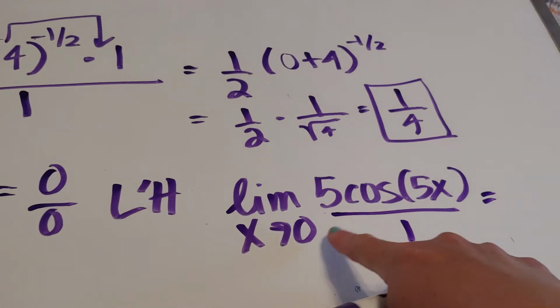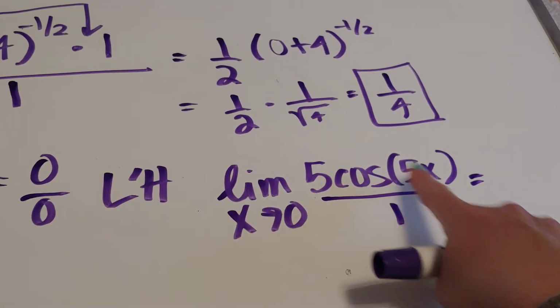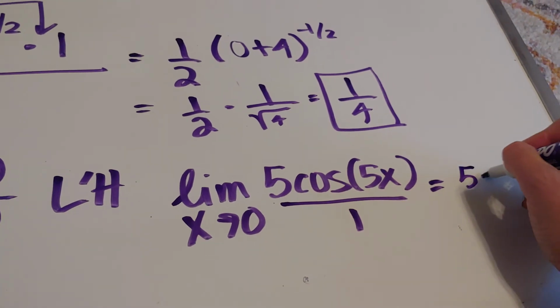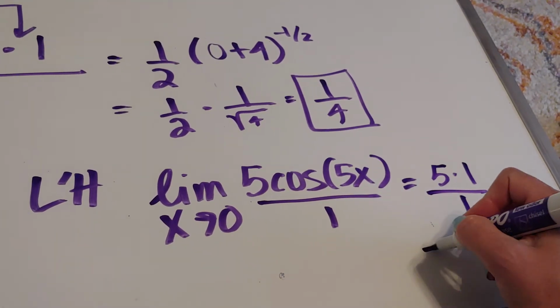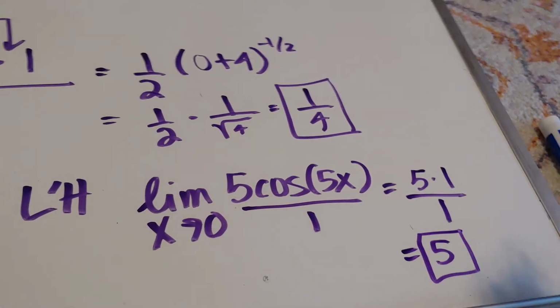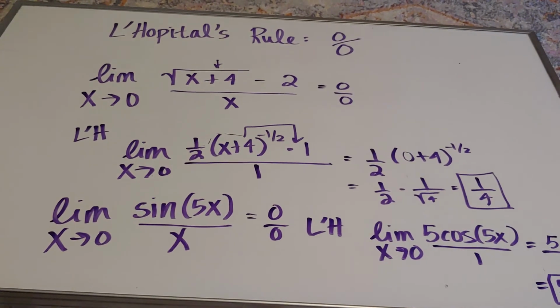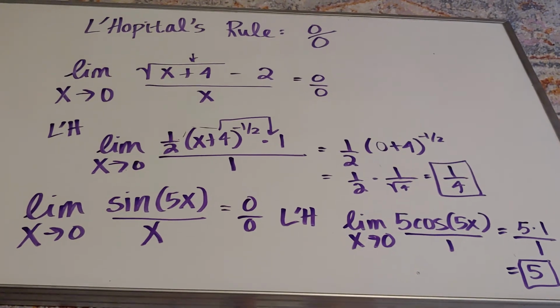All right, now let's plug in 0. When I plug in 0, I'm going to get 5 cosine of 0 over 1. Cosine of 0 is 1, so this whole thing will have the answer 5. That is L'Hopital's rule in the indeterminate form of 0 over 0.